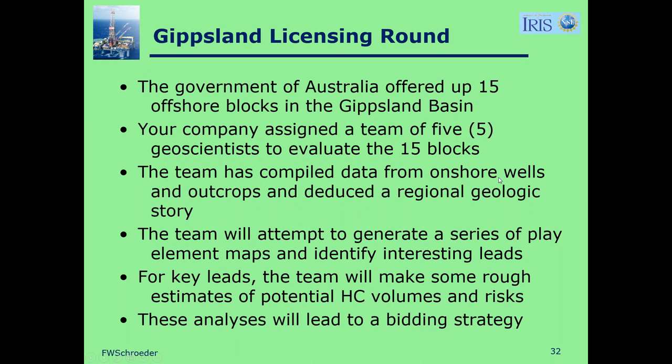The team will compile data from onshore wells and from outcrops, and they'll try to deduce the regional geological story, and I'll talk about that on Thursday. You'll generate a series of play element maps and then try to identify interesting leads. And then for each of those leads, the team would want to make first order rough estimates of how much hydrocarbon there might be and what sort of risk or chance of success there would be. And then based on those interesting leads that seem to be economic, you would come up with a bidding strategy. Our company should bid on block 7 and 8. Our bid for block 7 should be higher than it should be for block 8.